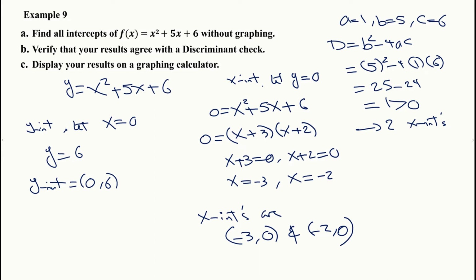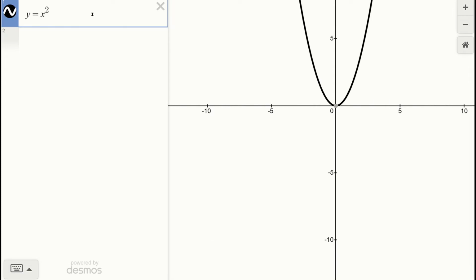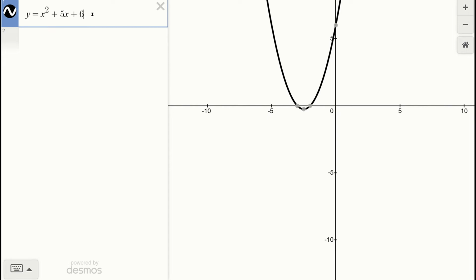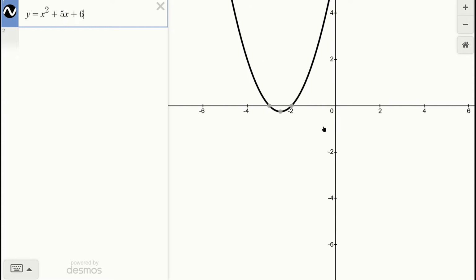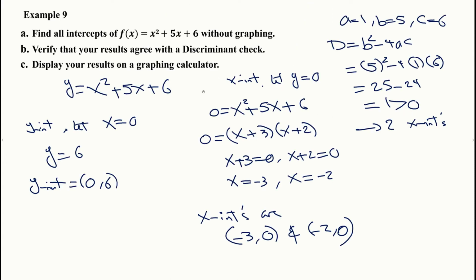And we want to display the result on a graphing calculator as well. So let's take a minute to do that. Okay, so we have y equals x squared plus 5x plus 6. Okay, so we can indeed verify visually that this graph is going to have 2 x-intercepts at negative 3, 0 and negative 2, 0, as we've already verified. Okay, so there we have it. So please make sure that you know how to do this, and we will proceed.